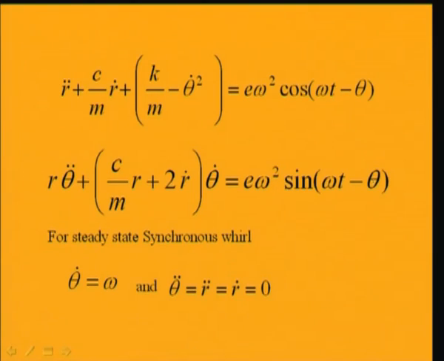but we can write this equation by simplifying. We can write this equation as r double dot plus c by m r dot plus k by m minus theta dot square equal to e omega square cos omega t minus theta. And the second equation, you can write in this form, that is r theta double dot plus c by m r plus 2 r dot into theta dot equal to e omega square sin omega t minus theta.